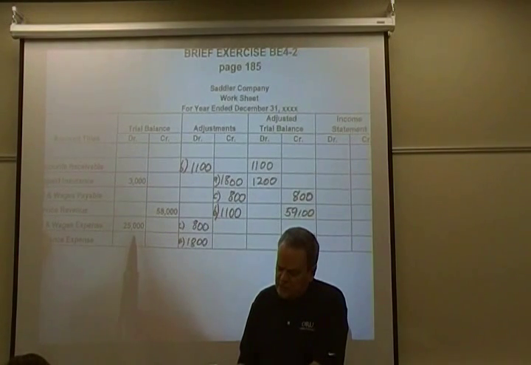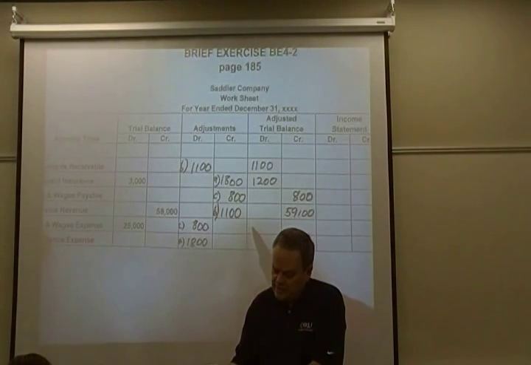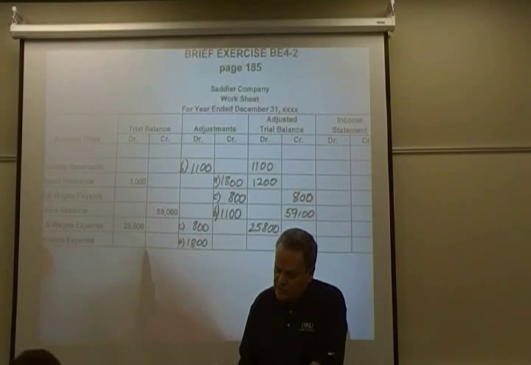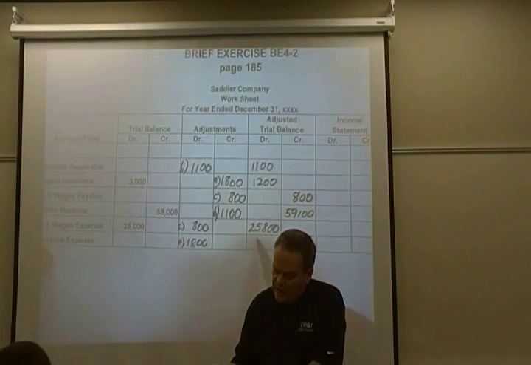Salaries and wages expense, excuse me, balance was 25,000. We debited it for 800. I have two debits. Shall I add them or subtract them? 25,800 is the new debit balance for salaries and wages expense. Insurance expense had no balance. We debited it with 1,800, and that gave it an $1,800 debit balance.